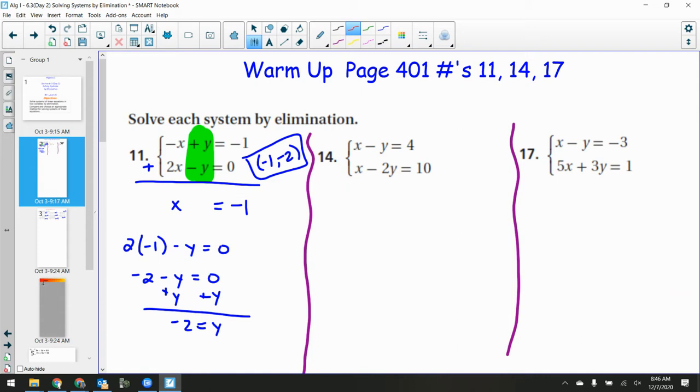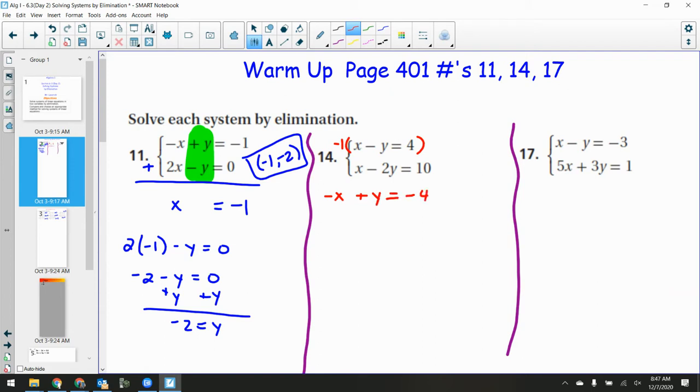What's that? Negative 1. Which one you want to do? Top or bottom equation? Doesn't matter. Top. He's going to multiply the top equation by negative 1. The reason being is when I do this, it gets my x value to be negative x. Now this is going to be a positive.